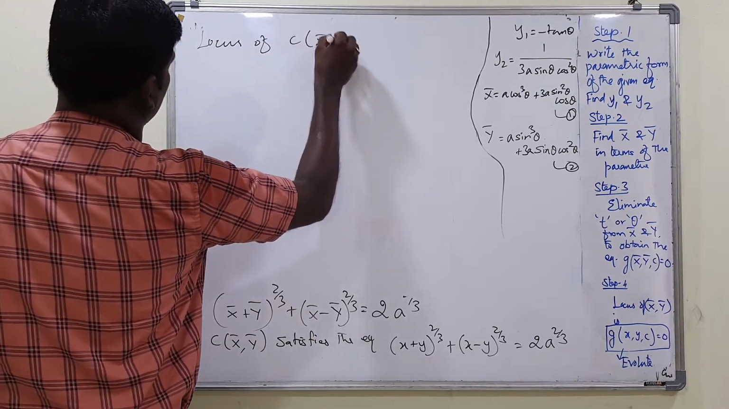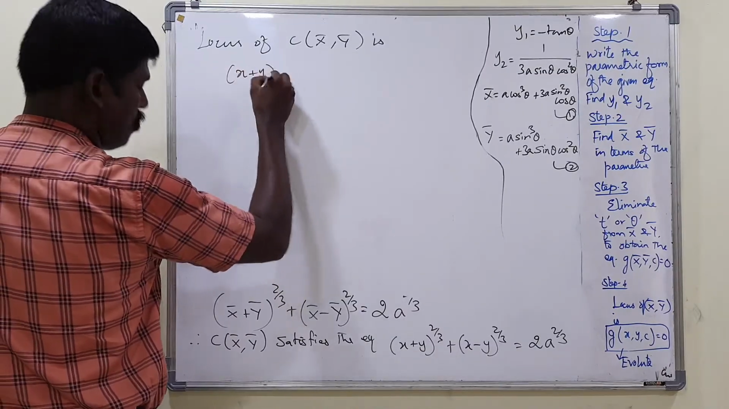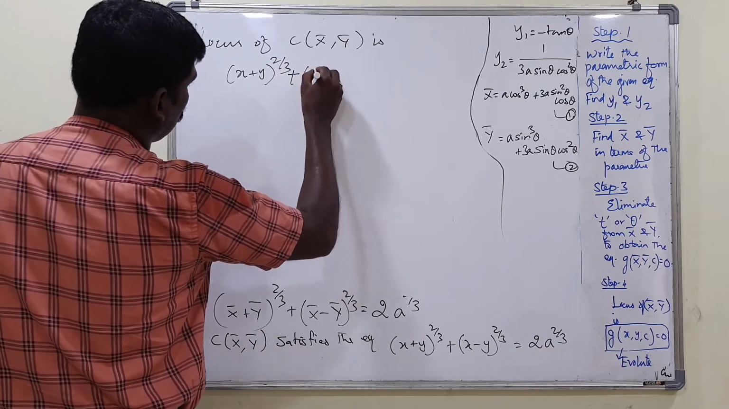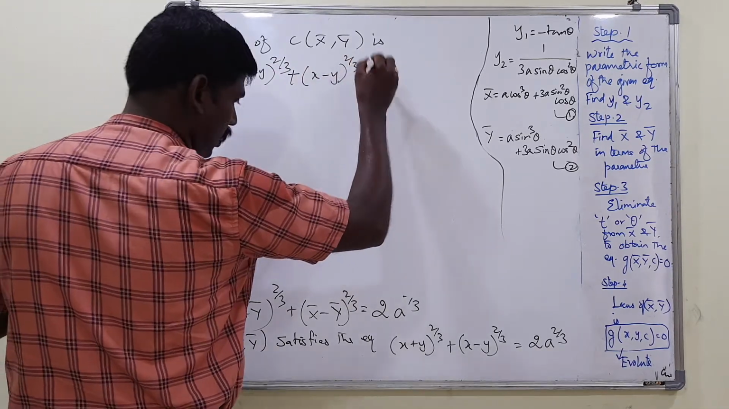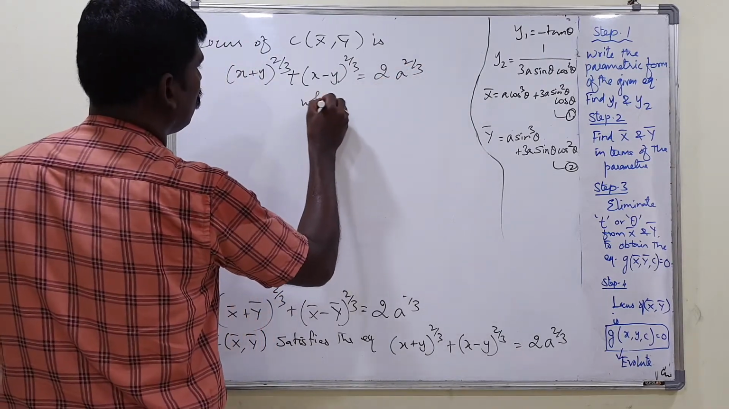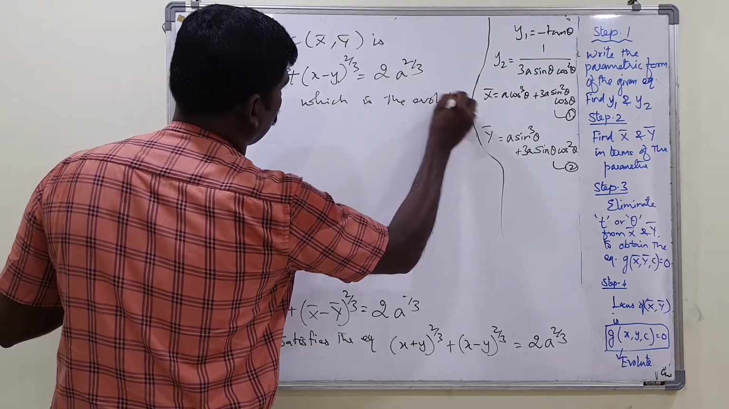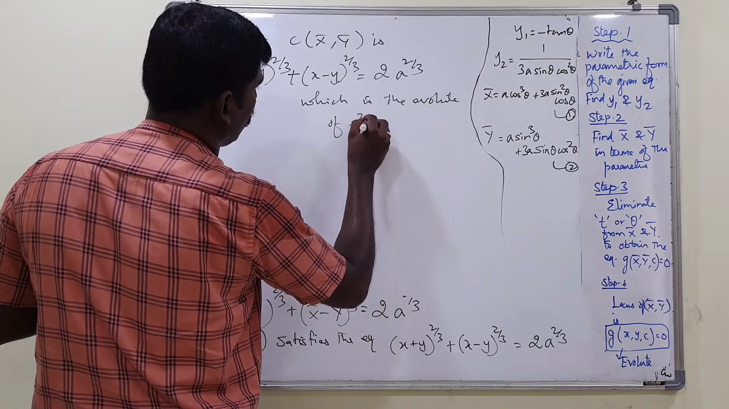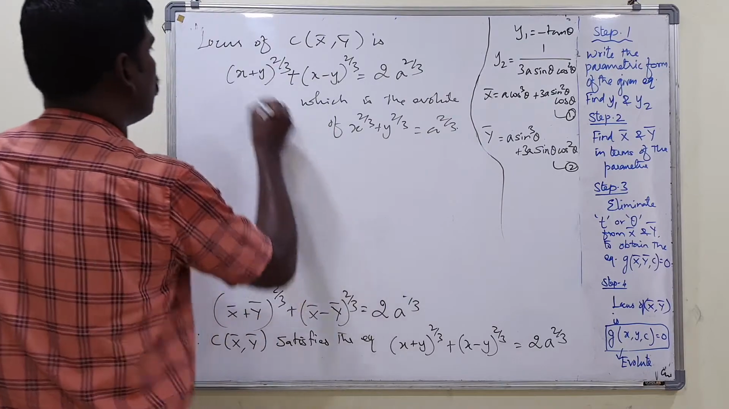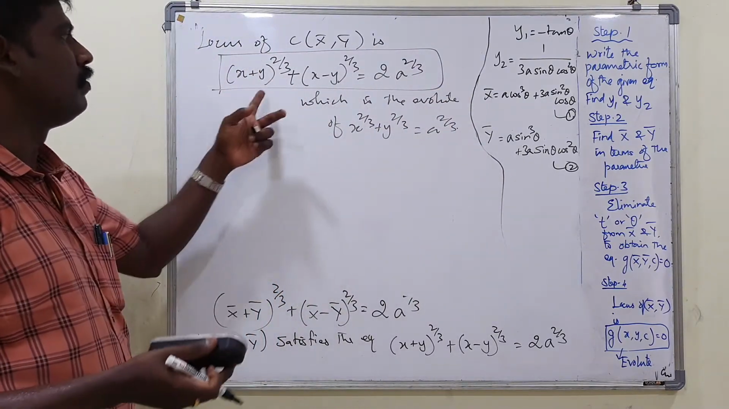That is, the locus of the center of curvature (x bar, y bar) is x plus y the whole power 2 by 3 plus x minus y the whole power 2 by 3 equal to 2 into a power 2 by 3, which is the evolute of x power 2 by 3 plus y power 2 by 3 equal to a power 2 by 3. That's all. Which is the evolute of this one.